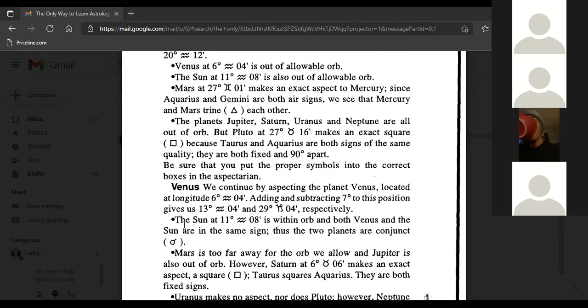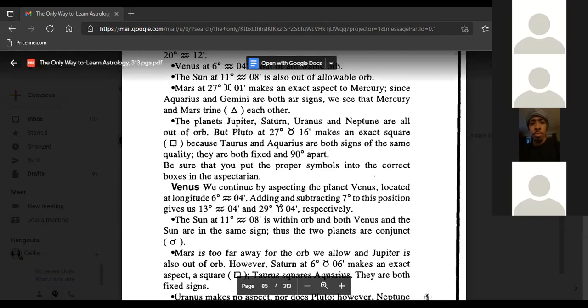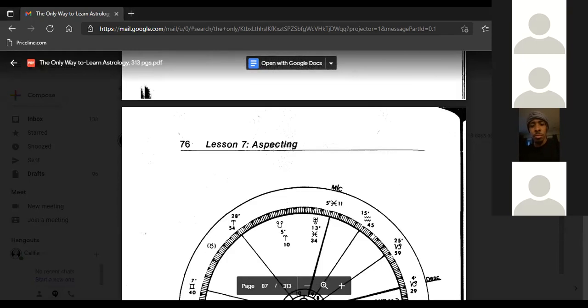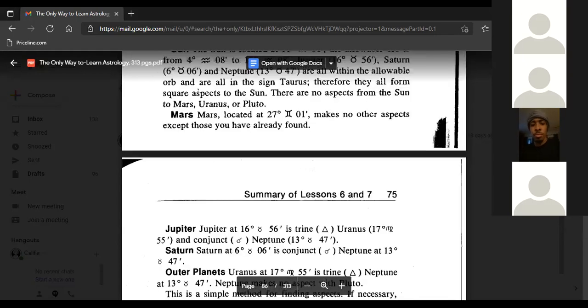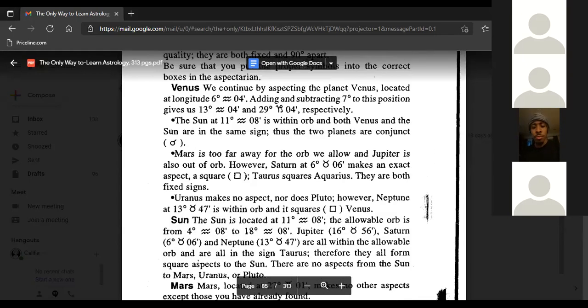Mars is too far away for the orb we allow, and Jupiter is also out of orb. However, Saturn at 6 degrees Taurus, 6 seconds, makes an exact aspect, a square. Taurus squares Aquarius. They are both fixed signs. Uranus makes no aspect, nor does Pluto.